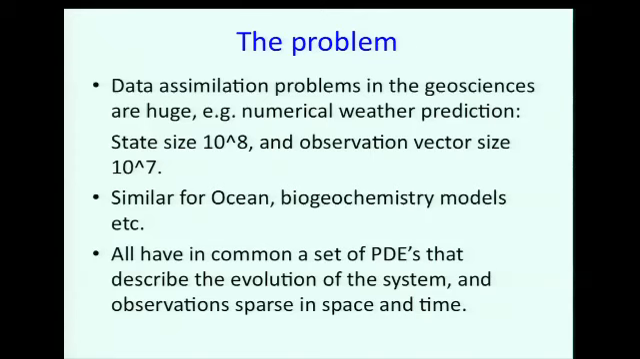All have in common a set of nonlinear PDEs coupled to each other, and they describe the evolution of the system, and the observations are sparse in time and in space. So that's the problem. I didn't specify the problem. The problem that I want to solve is to infer something about the state vector.